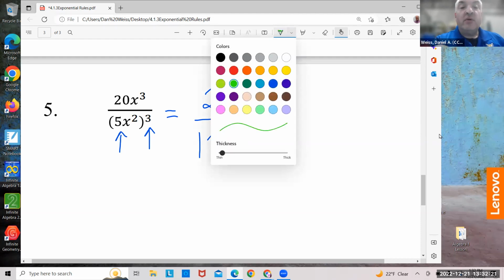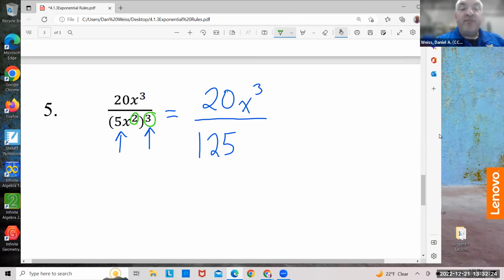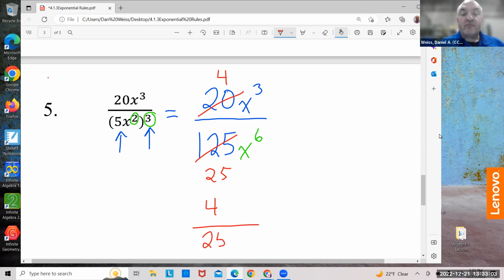Then I'm going to do x to the 2 times 3, x to the 6th, okay? All right, now we're going to simplify, okay? Well, 20 does not go into both numbers, so 5 goes into both numbers here. What's 20 divided by 5? 4. What is 125 divided by 5? 25, right? Okay, so in my answer, I'm going to have 4 over 25. X to the third over x to the 6th. Would you agree you're left with x to the third on the bottom?